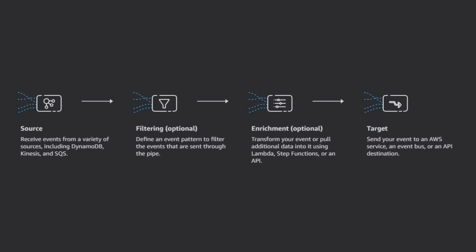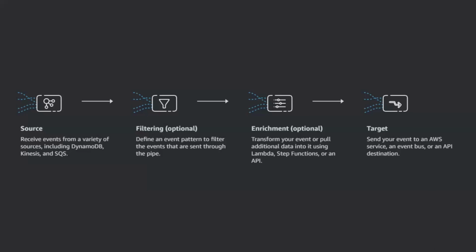In contrast, pipes are point-to-point integrations that connect a single source to a single target with optional steps for filtering, transformation, and enrichment. The main difference between the two is that buses handle multiple sources and targets, while pipes handle only one source and one target. Buses offer more flexibility and scalability, whereas pipes are simpler and more straightforward. Buses require integration code, while pipes reduce the need for it. Buses can handle various event formats and protocols, while pipes only handle JSON events.